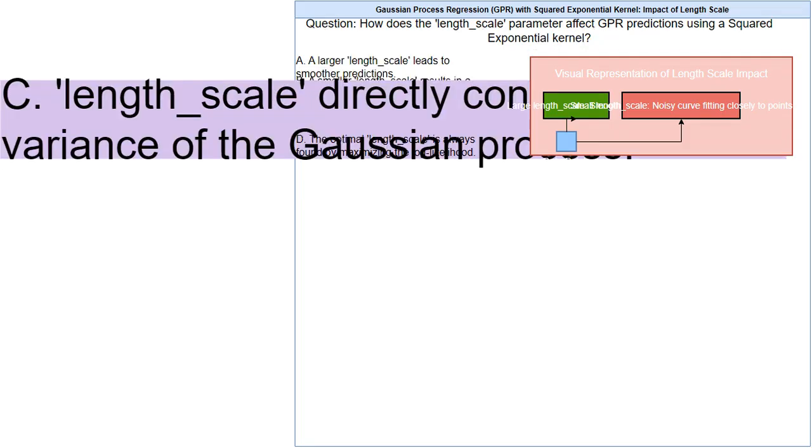Nope, the length_scale doesn't directly control the overall variance of the predictions. Other parts of the kernel and the model's noise parameter handle the variance. The length_scale manages how much data points influence each other, not how spread out the predictions are.